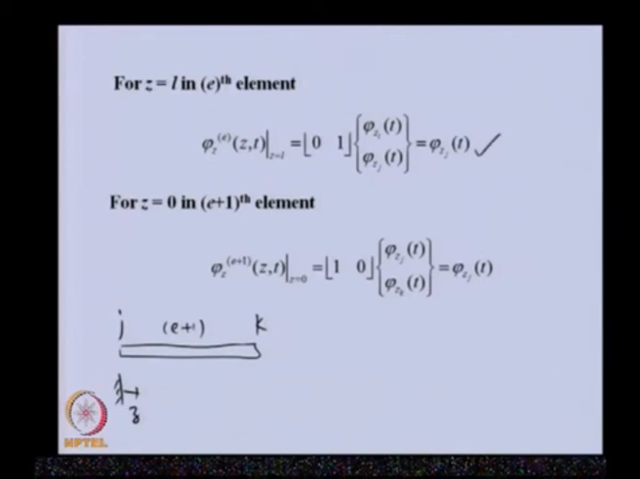So, both elements are giving the same angular displacement at the common node. So, we call these compatible. So, this is the compatibility condition satisfaction. Whatever polynomial we have chosen in the form of shape function, they are compatible for the present problem.